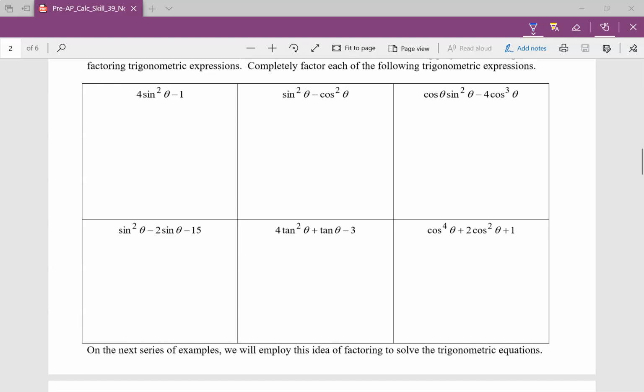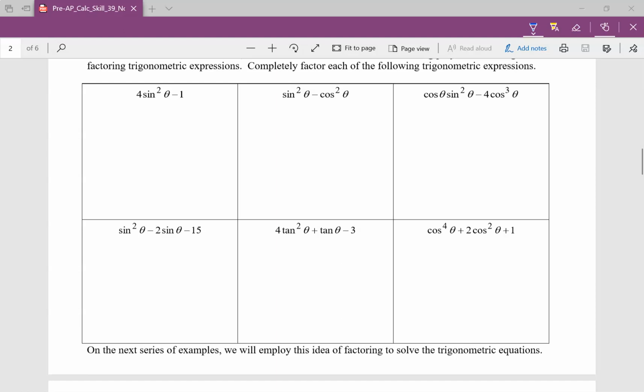Okay, this video is an extension of Skill 39. So in the last video, you learned how to solve some trig equations. And now what we're going to do is solve more trig equations, but sometimes you may have to factor before you do so. So we're going to talk about some common factoring that you would do. If I look at this first expression, I see 4 sine squared theta minus 1.